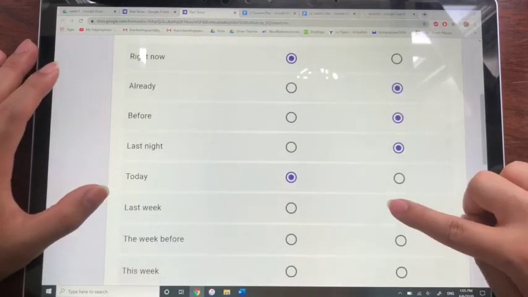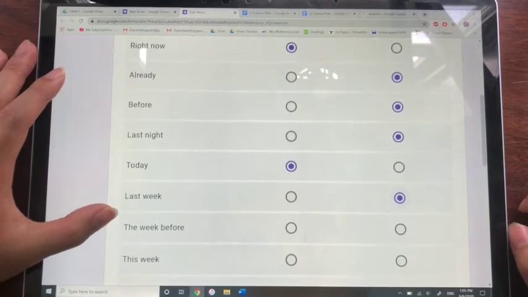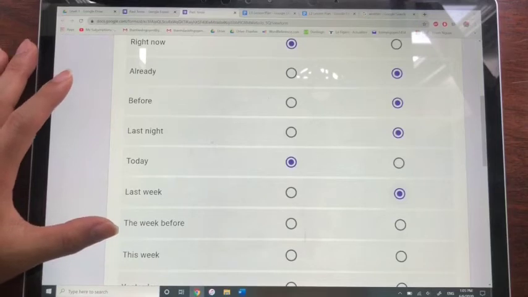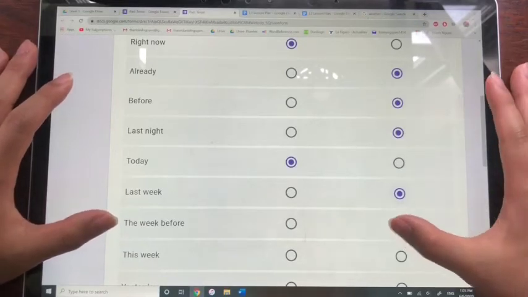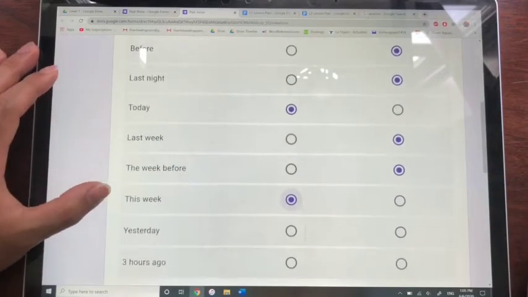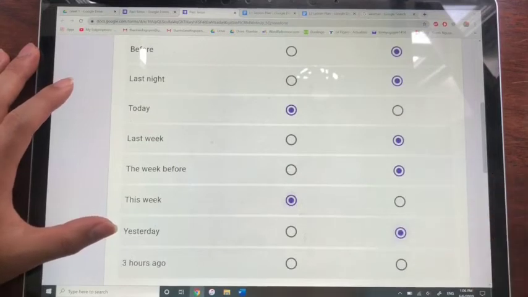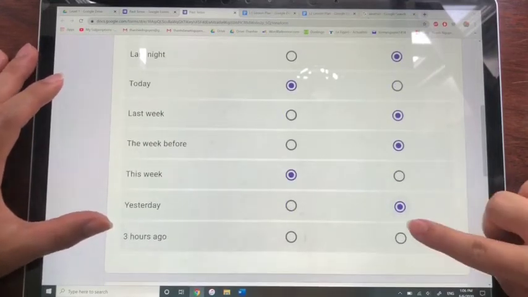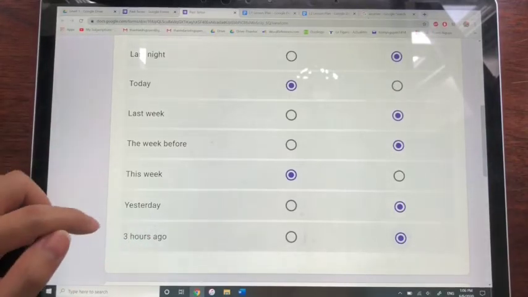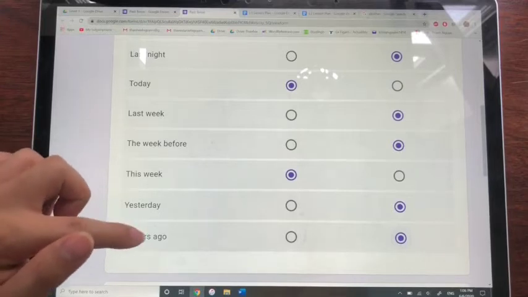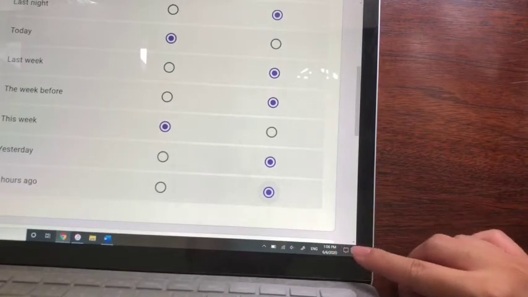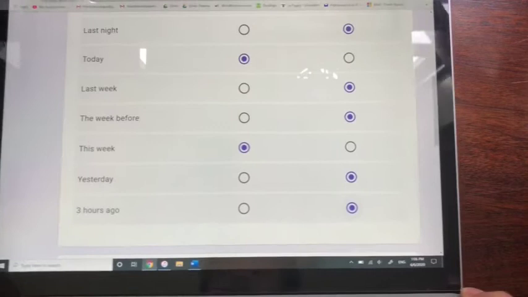Last week. Past. The week before. The week before means the week before last week, so 2 weeks ago. Past. This week. Present. Yesterday. Past. 3 hours ago. Past. Whenever we have the word ago, it means 3 hours before now. So it happened already. So right now it is 1 p.m. So 3 hours ago is 10 a.m., 10 in the morning.